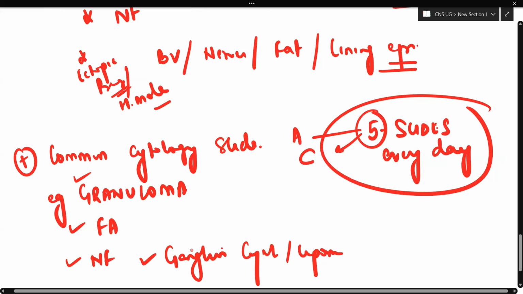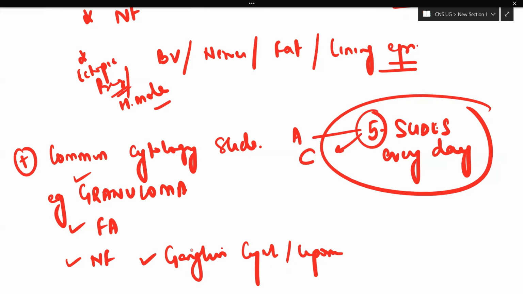But for example, you have to appreciate whether in chronic cholecystitis you can see the Rokitansky sinus or not. Whether in an appendix slide, can you recognize the Peyer's patches or not? What is the lining epithelium or not? So these are the few things that you have to appreciate.